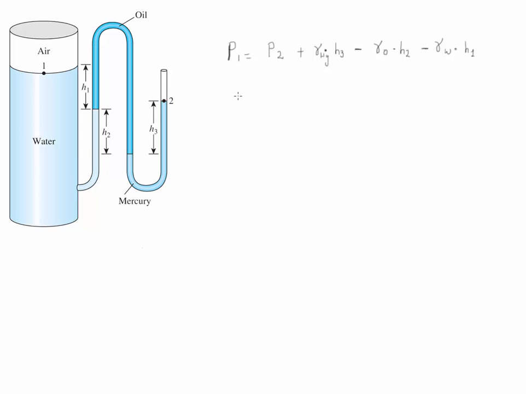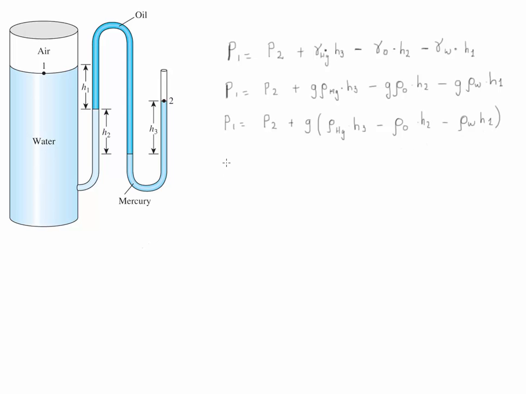Since the problem provides the densities rather than the value of the specific weight of the fluids, we're going to rewrite this equation as such. So P1 is equal to the value of P2 plus g, density of mercury, times H3 minus g, density of the oil, times H2 minus g, density of water, times H1. Since we have gravity in the last three terms, we could factor it out, and we could simply say P1 is equal to P2 plus gravity, density of mercury times H3 minus density of oil times H2 minus density of water times H1.